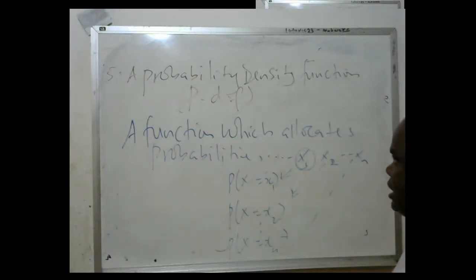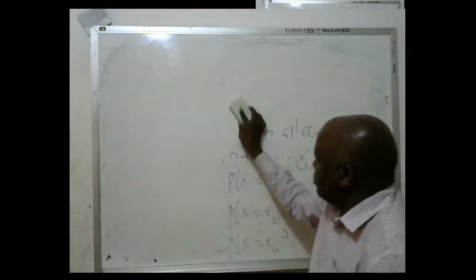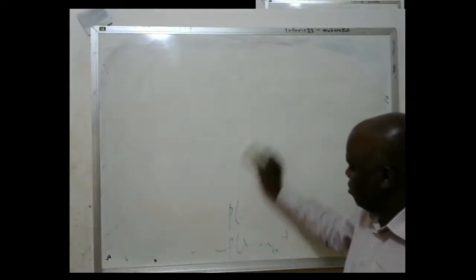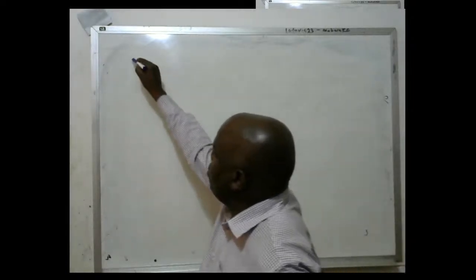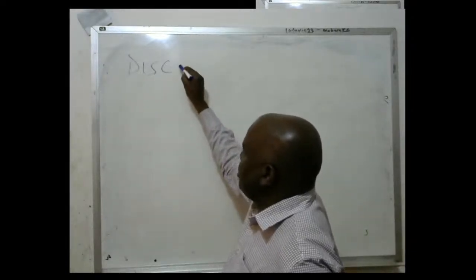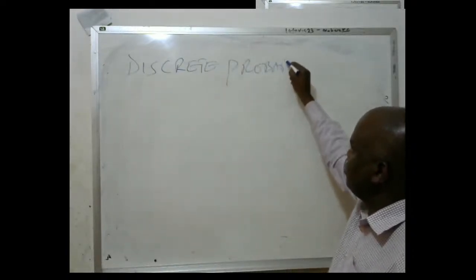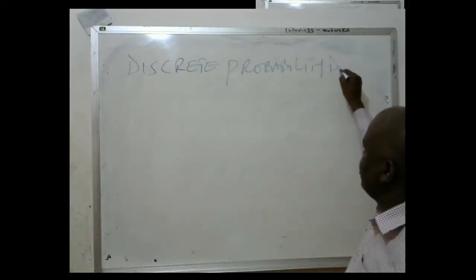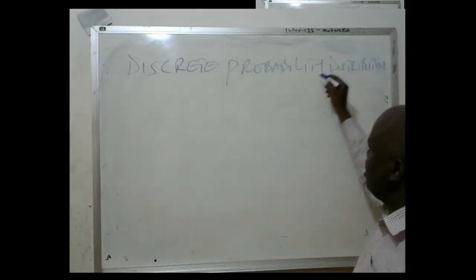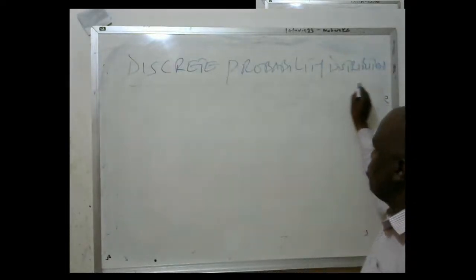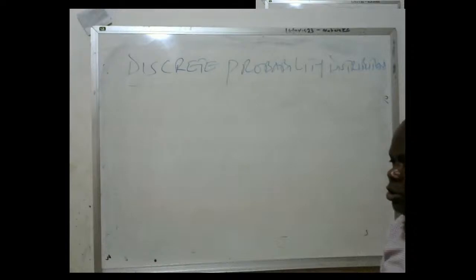Now let's get into detail and look at what we call discrete probability distributions. Discrete probability distributions. I've already said that discrete probability distributions take on whole numbers. So I'm going to now begin giving examples of discrete probability distributions.